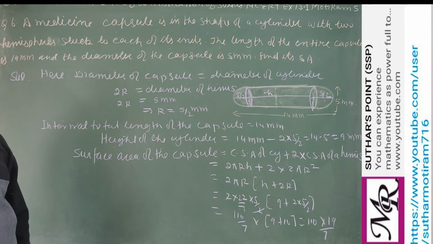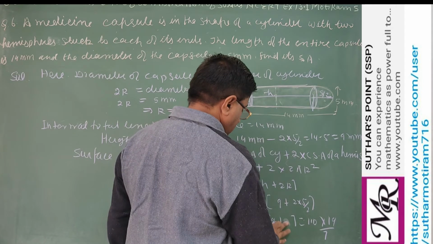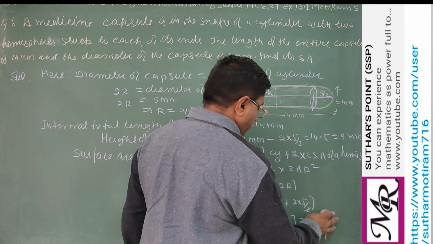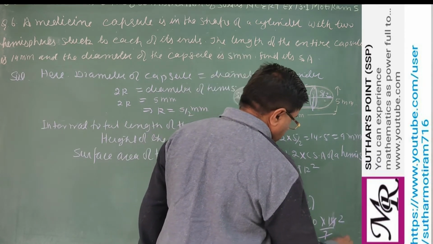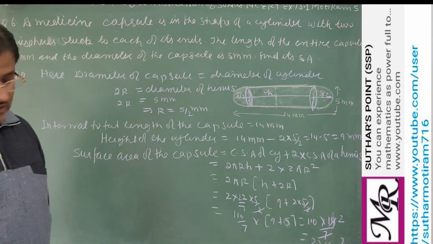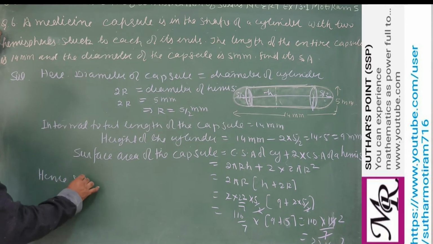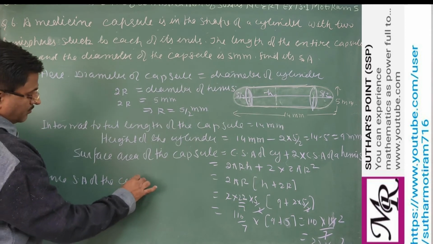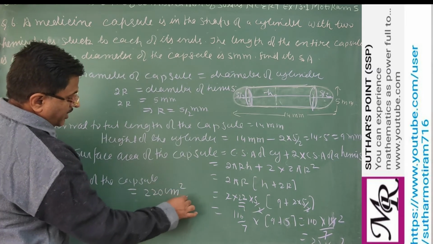That will give you, this is 9 plus 5. The 2 cancels out. So this is 5 only. So this is 14. 14 divided by 2. So you get 220 centimeter square. So what do we get? Hence, therefore, the surface area of the capsule is equal to 220 centimeter square.